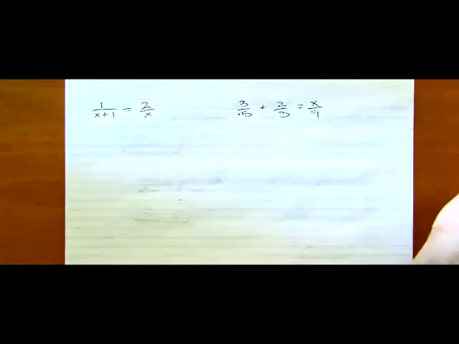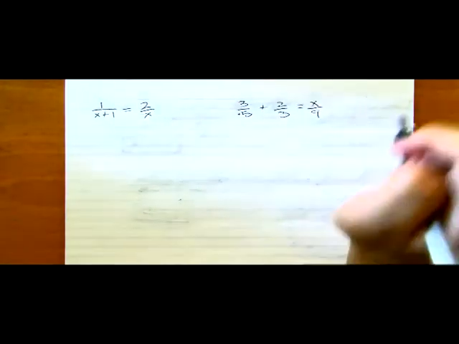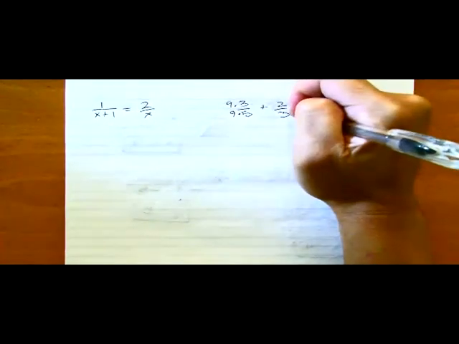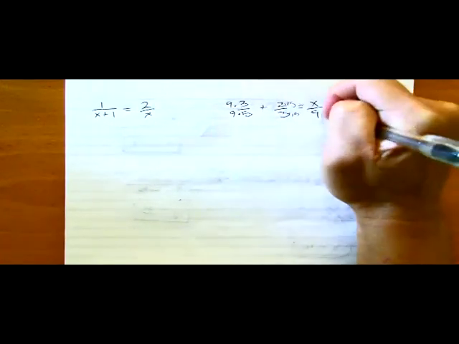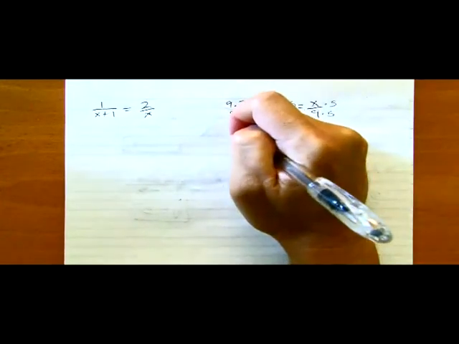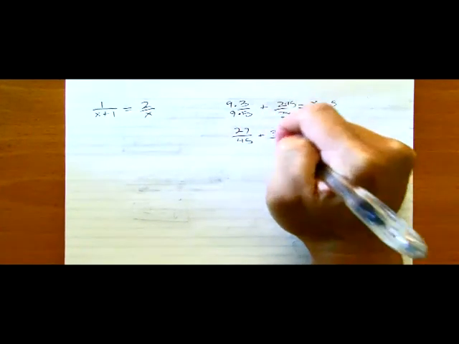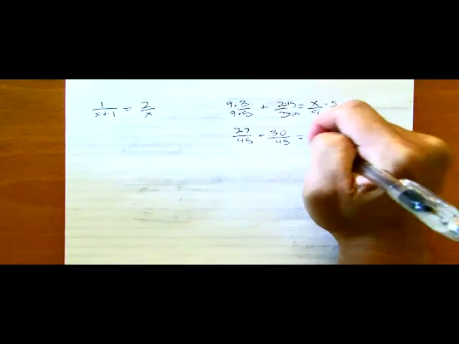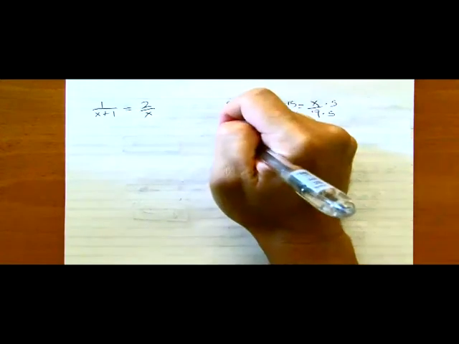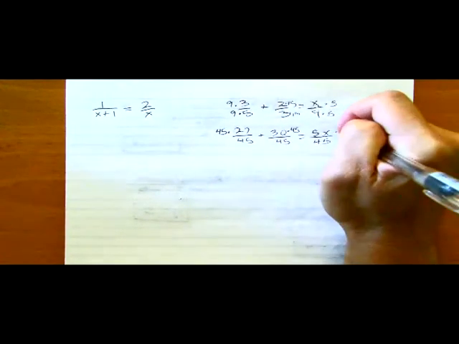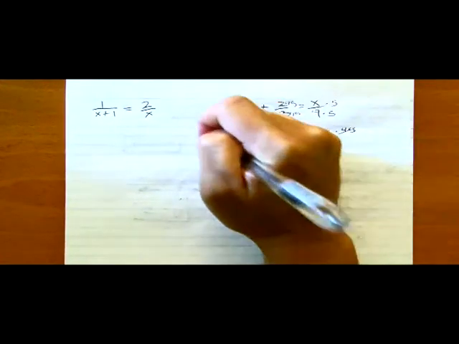So, if I multiply this one top and bottom by 9. If I take this fraction, multiply top and bottom by 15, and this one by 5, then we'll have 27 over 45 plus 30 over 45 equals 5x over 45. Notice all the denominators match. So if we multiply all the numerators by 45, that'll cancel every single denominator.